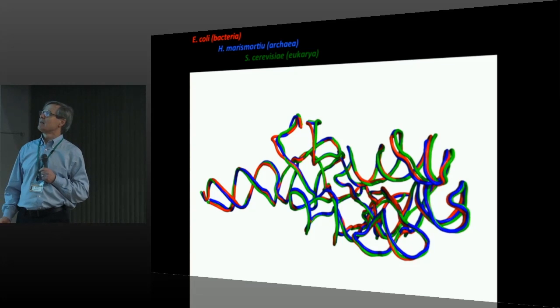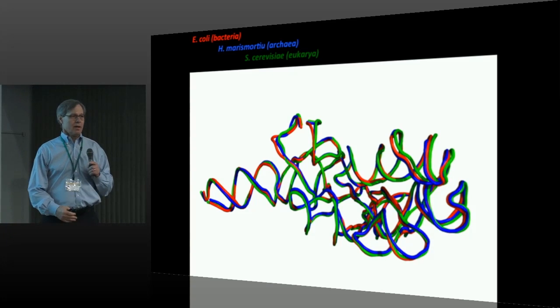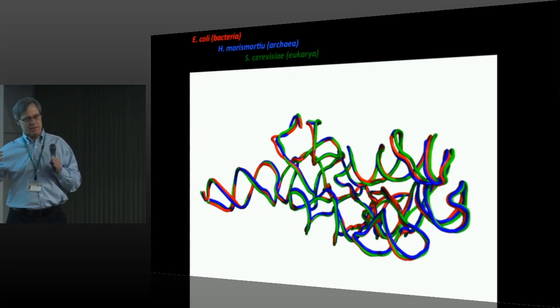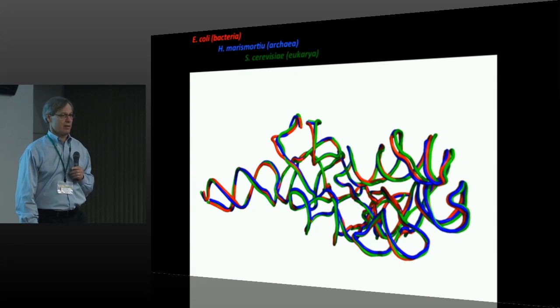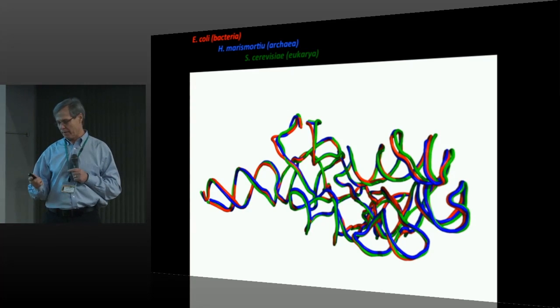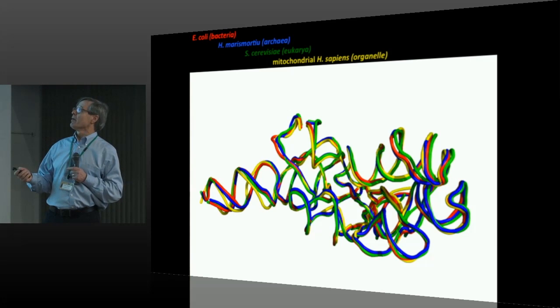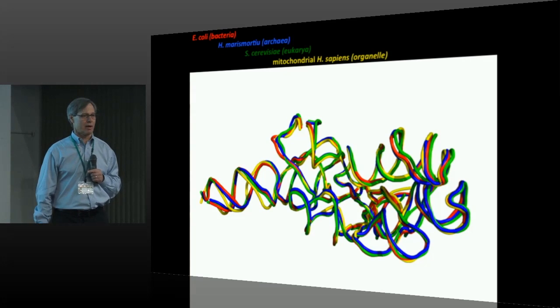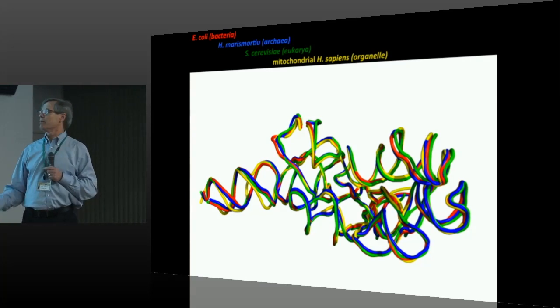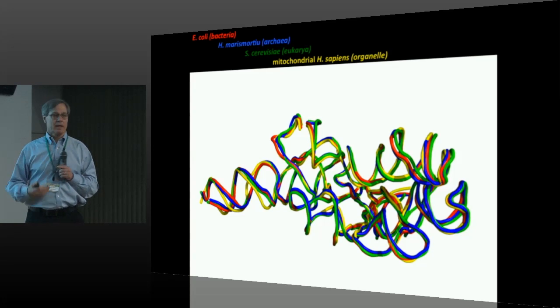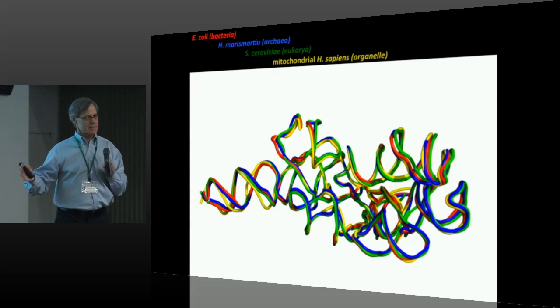And then just to top it off, evolution sort of is on steroids in organelles. Things are happening much faster in organelles than in the cytoplasm. And so here is the mitochondrial ribosome from Homo sapiens. And basically, this is just cemented.